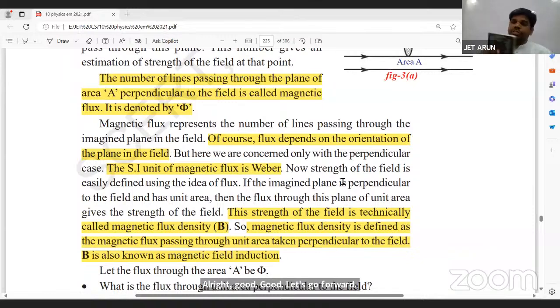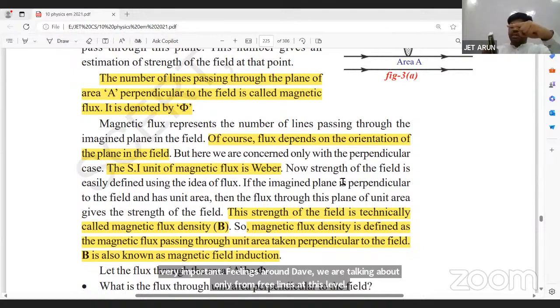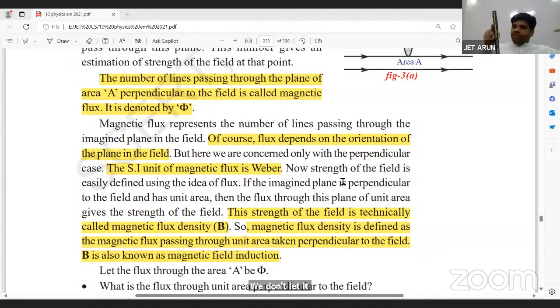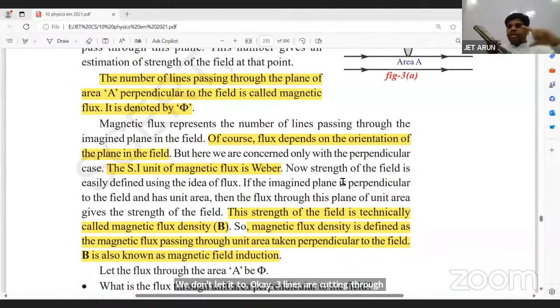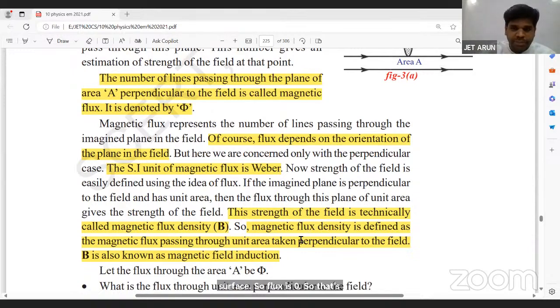So flux depends on the orientation of the plane. That's very important. Field lines ఇలా ఉంటే we are talking about only uniform field lines at this level. మీ 10th level లో uniform field lines గురించి మాట్లాడితే ఒక ప్లేన్ ఏరియా ఇలా తీసుకుంటే field lines are cutting through this one, so there is flux is non-zero, zero లేదు flux. But as I go on changing, flux is going on changing. Why? Number of field lines cutting through the area are changing. When the plane becomes parallel to the field line, flux is zero because field lines are grazing through the surface. They're not cutting through. They're grazing the surface. So flux is zero. So that's a very important point here, students.